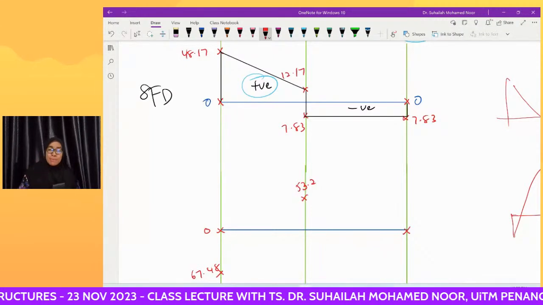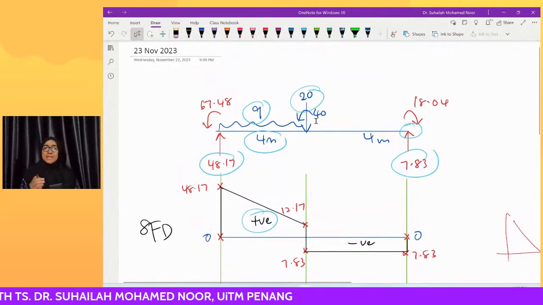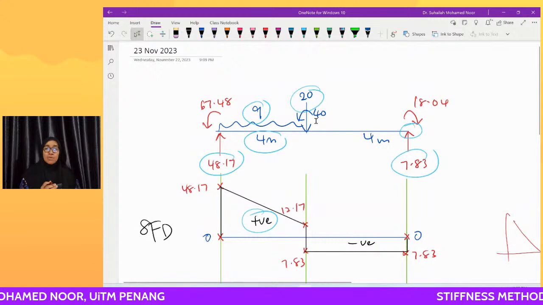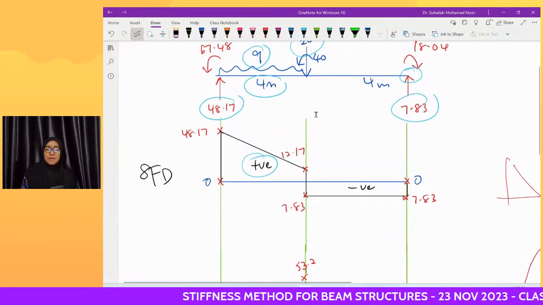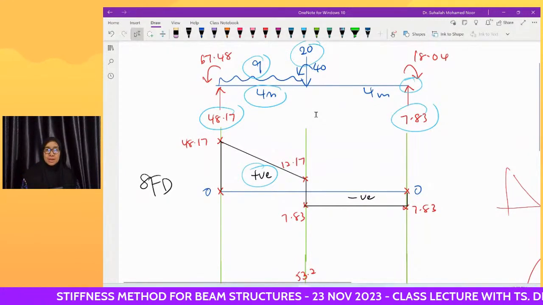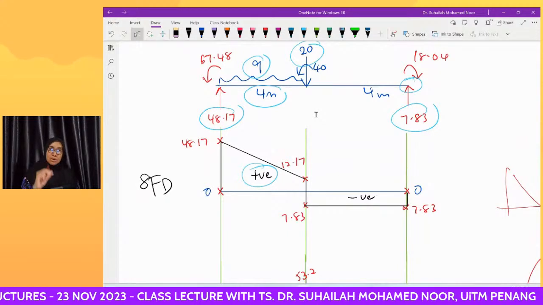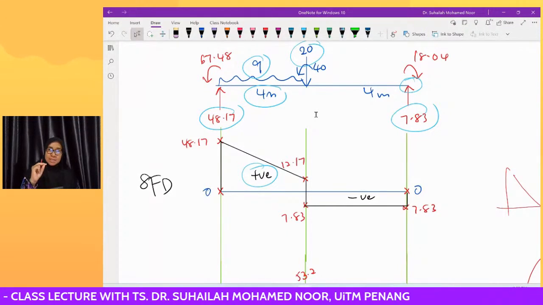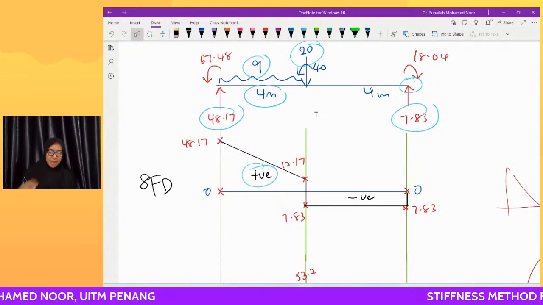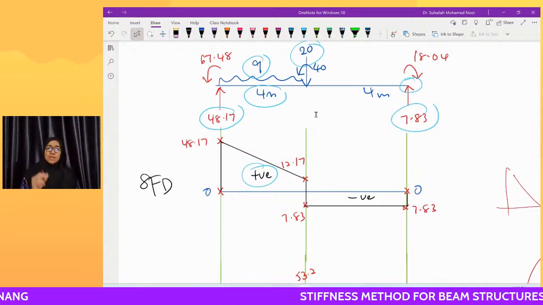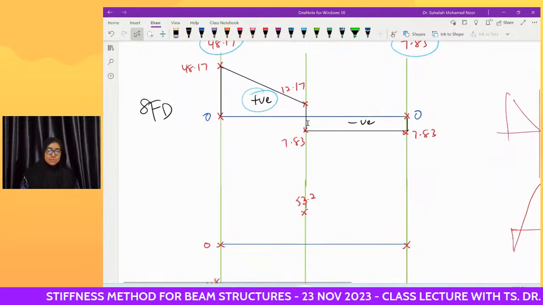Okay, we have a moment at B. The moment is 40. If there is no moment, we just continue to minus the area of BC, but it now has a 40 kilonewton moment, and it is counterclockwise. It is negative. So from the 53.2 that we get, we have to minus 40 first, so we get 13.2.